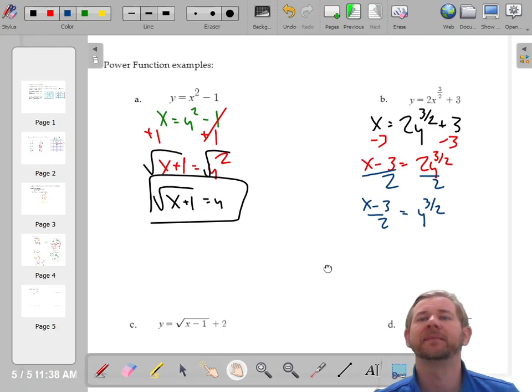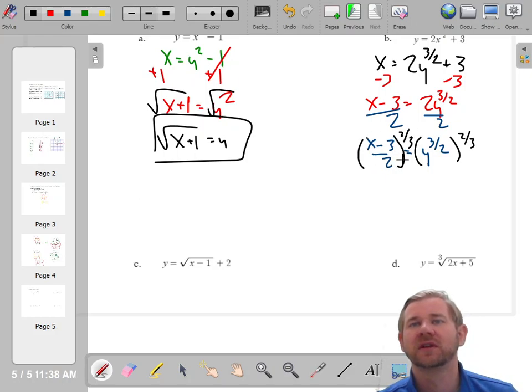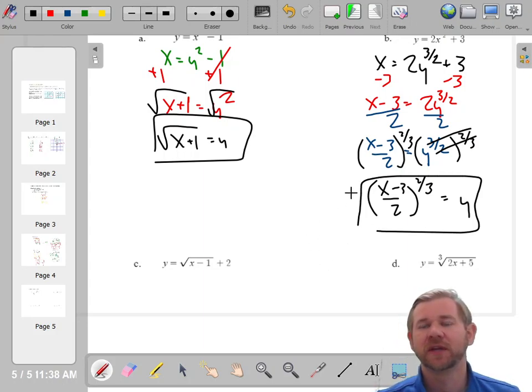Now the last step is to get rid of that y to the 3 halves. We're going to take both sides to the reciprocal, which is 2/3. So this is x minus 3 over 2 to the 2/3 power. That'll just get you y, because those cancel out. So that's the inverse function. You can write that as a cube root, because it's third root.